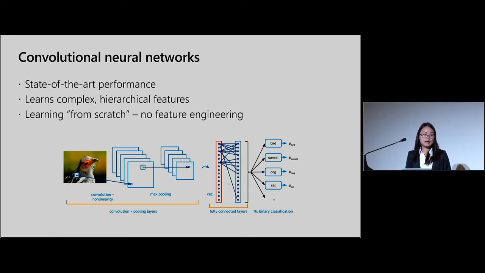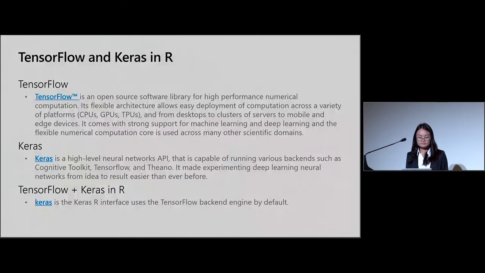This kind of model has a lot of advantages. For example, it has state-of-the-art performance. It learns complex and hierarchical features, and it learns from scratch without too much effort in feature engineering. The tool that we use to implement the convolutional neural network is called Keras, which is an R interface to a high-level neural network API.